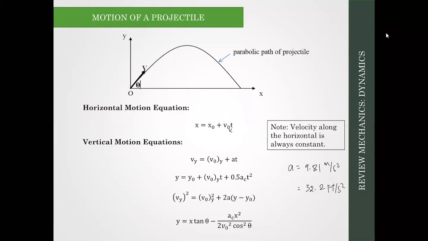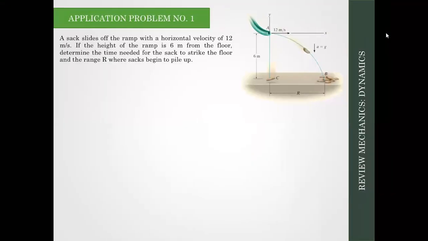Okay? So, ayan, tandaan lang natin 'tong mga formulas na 'to. Okay? So, let's apply sa problem para mas madali siyang ma-absorb, no? So, let's have this problem. A sack slides off the ramp with a horizontal velocity of 12 meters per second. So, given na horizontal velocity. So, ibig sabihin ito ay v sub x na agad, no? If the height of the ramp is 6 meters from the floor, determine the time needed for the sack to strike the floor and the range r where the sack begins to pile up.